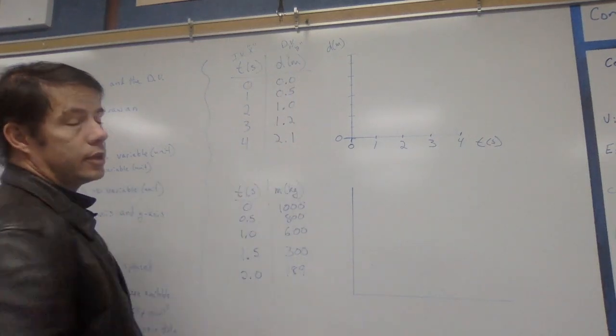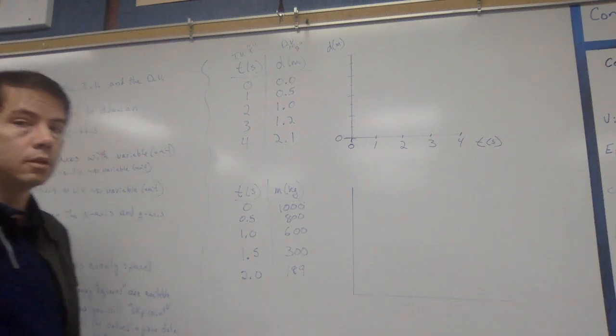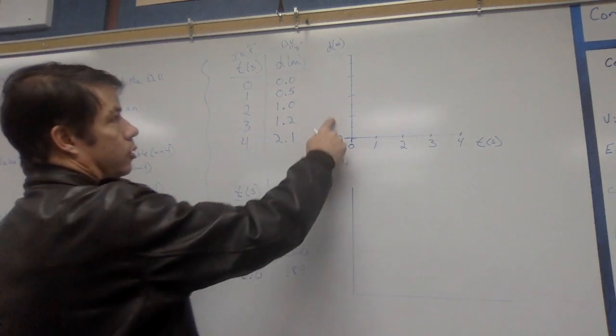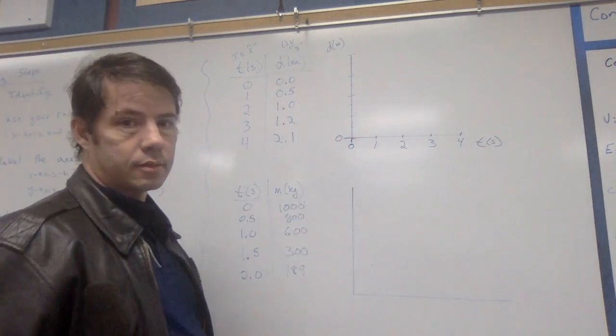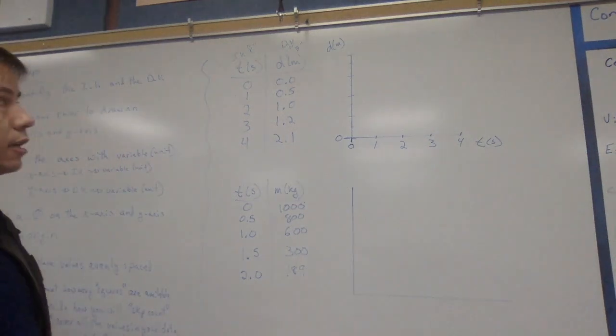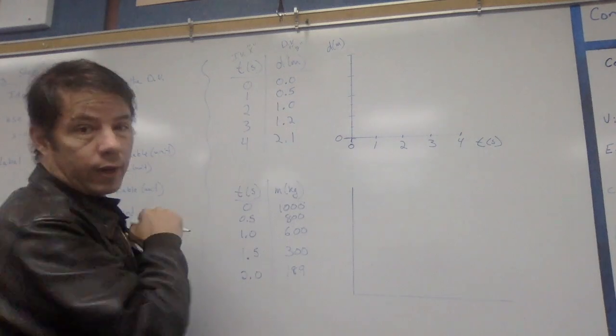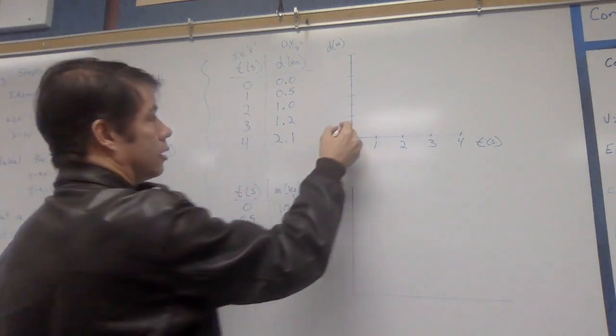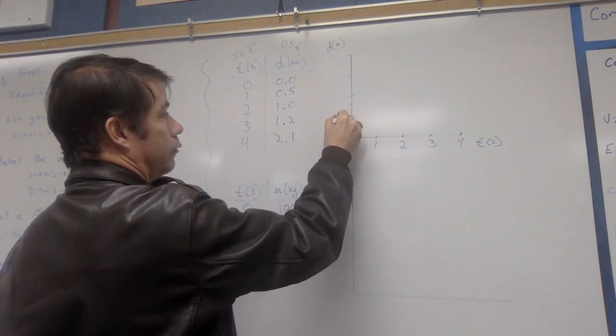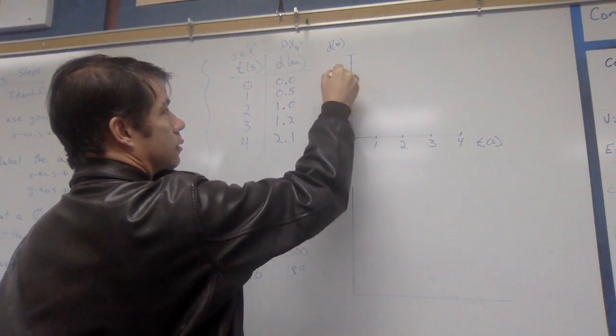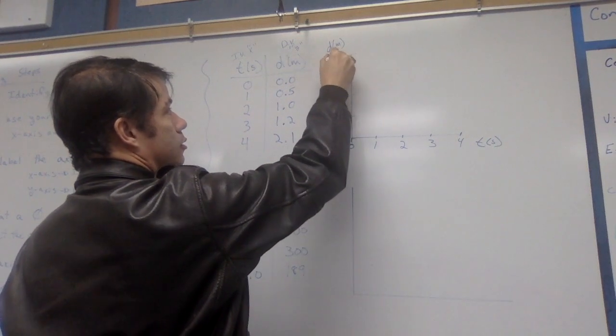We go all the way to 2.1. So what would be a good number to go by on our axis, skip count by, to make it work? I'm thinking 0.5 might be a good one to go by. So we could go 0.5, 1.0, 1.5, and 2.0.